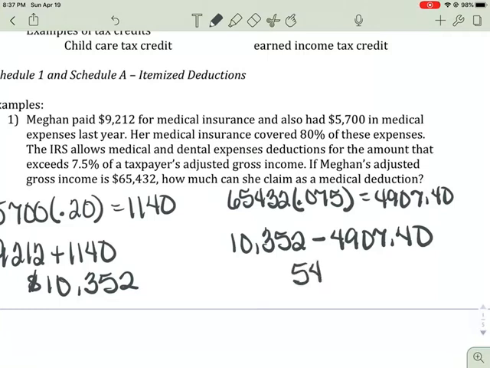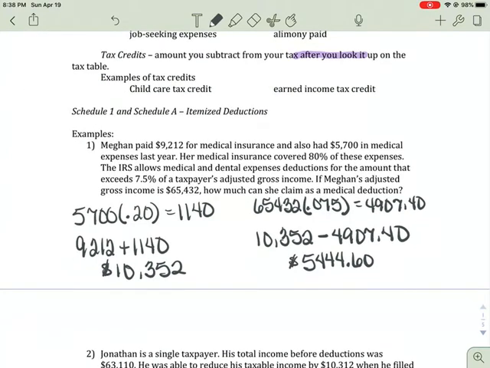Okay, so her allowable deduction is $5,444.60. Let's walk through that one more time. We had to figure out how much she paid in her medical expenses. She paid 20% because her insurance covered 80%, and then we added it to her insurance, so that's like her out-of-pocket expenses. The government allows you to take 7.5% of your gross income for medical expenses. If it exceeds that, the difference between what you paid and what you're allowed is how much you're allowed to deduct.